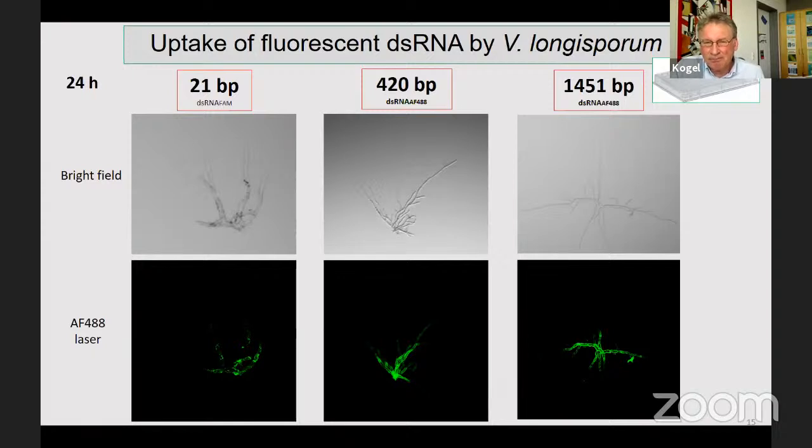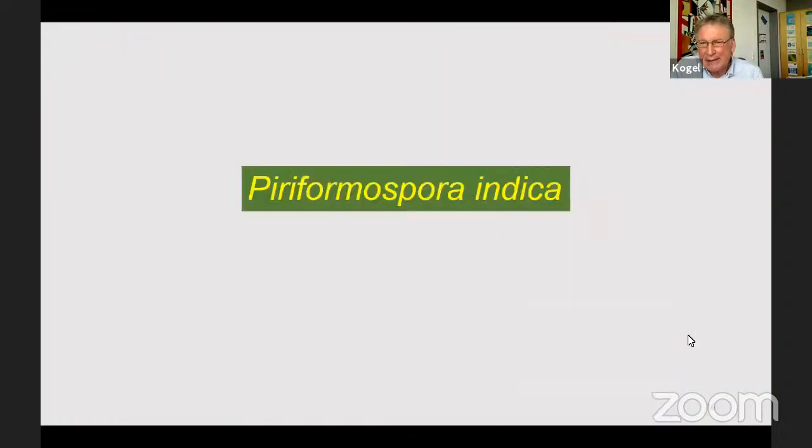Are some molecules more efficient than others, or is there a requirement for length as we found in, or is published in insects? But the answer you see here is no. There is no bias as far as we see, at least in Verticillium, where we fed 21, 420, and 1,451 base pair long double-stranded RNA, and you see the fungus took it up, and there was also gene silencing.